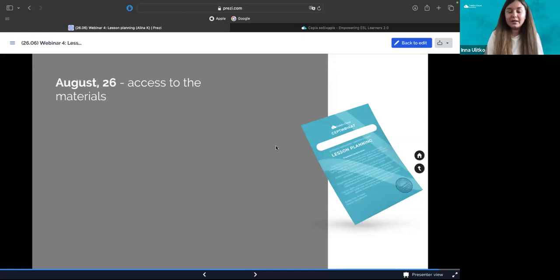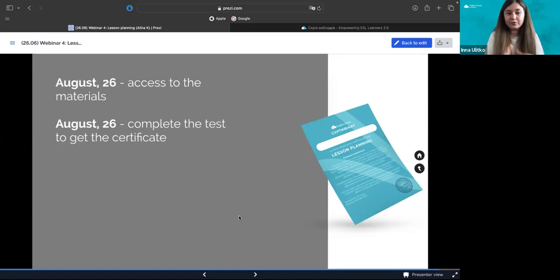Those materials will help you to complete the test to get the certificate. It is already in your material section, the test, I mean, and it is already available. But if you don't feel very confident completing the test, you can do it till the 26th of August as well. If you want to rehearse or refresh some information, you can do it when you have some calm time, and then complete the test.